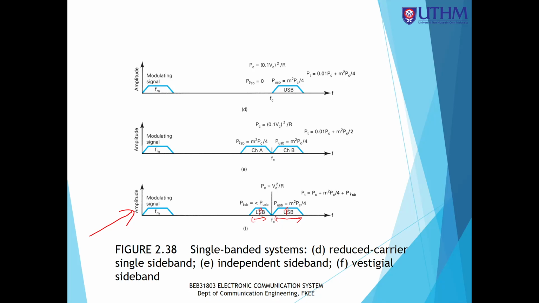If we use double sideband full carrier, we require a lot of bandwidth. So that's why it came up with the VSB. Vestigial sideband tries to reduce the bandwidth consumed by the full carrier.